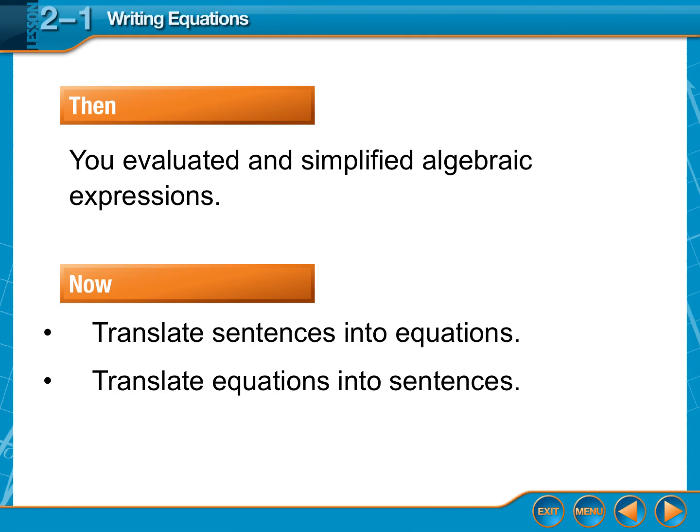Moving on to chapter 2, we're working with more equations. So you've already evaluated and simplified algebraic expressions. That means when we had a number equal to x, we plugged in that number for x in the equation. We've had a lot of practice with that. Now we're working on translating sentences into equations and translating equations into sentences. We've already translated expressions to equations and vice versa. Now we're doing actual equations, okay?